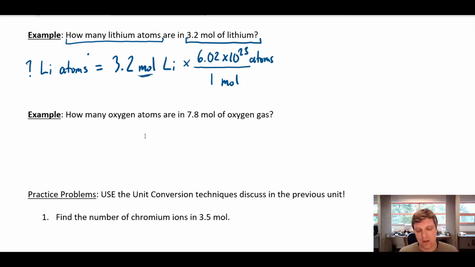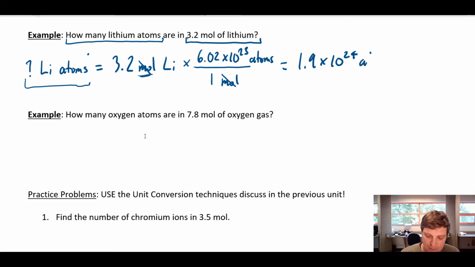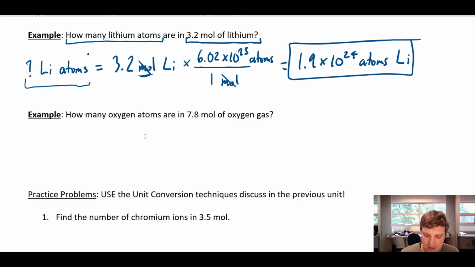A reminder as well that Avogadro's number can count anything. In this case, we're counting atoms. Maybe some other time we'll count ions or electrons or molecules. It doesn't matter. And so when I do this, I can see that moles here cancel out. And the units I'm left with are atoms of lithium, which is what I wanted the whole time. So when I put this in my calculator, I get an answer that's right around 1.9 times 10 to the 24 atoms of lithium. And that's my final answer.